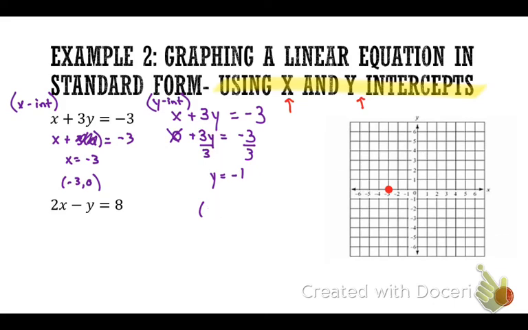So that's, let me write it next to it. That's going to be 0, negative 1. So now go to your graph and go 0, down 1. So you found the point where it crosses x and the point where it crosses y. And now you have 2 points, which is all you need to graph your line.